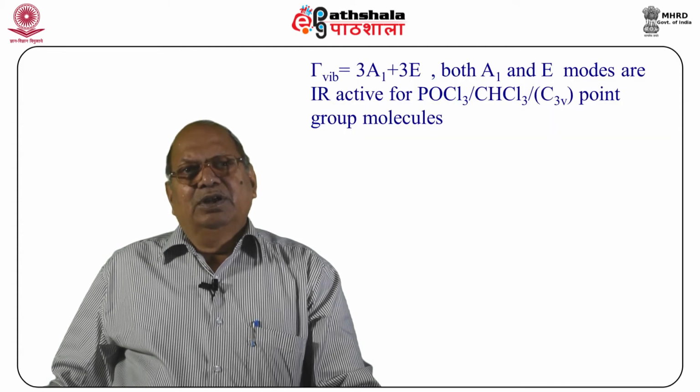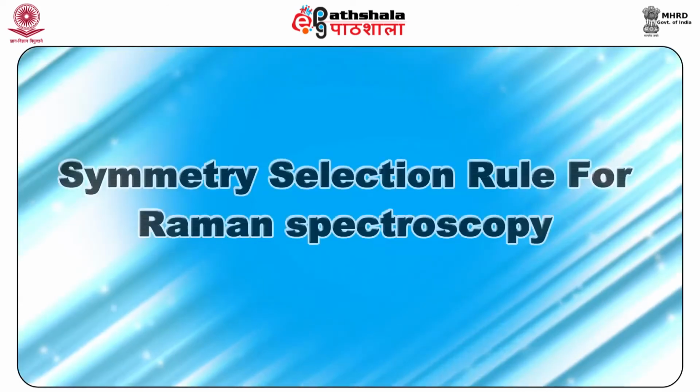Thus, in tau vibration, we find 3A1 plus 3E modes, that is both A1 and E modes are IR active for POCl3 or chloroform, that is the molecules which belong to the C3v point group.